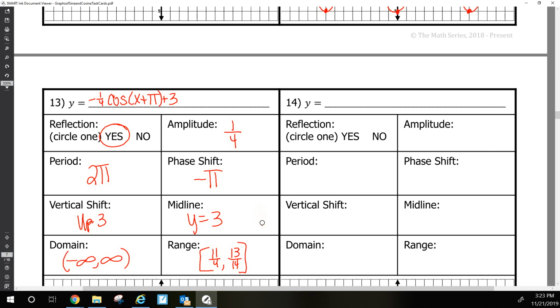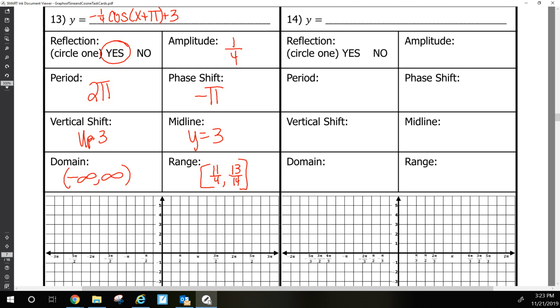All right, so let's go graph this sucker. We are up here at 3 for our midline. I have a very small graph because it's up and down by just a fourth. We have a phase shift of minus pi, so instead of going from 0 to 2 pi, we're going to start at negative pi, go to positive pi.